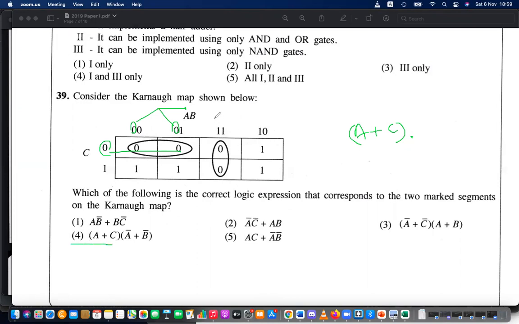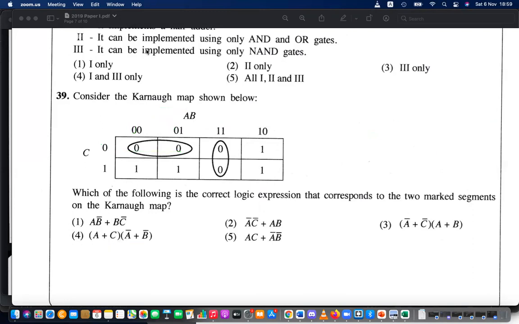You can see for this group, A and B are both constant. C is changing, but A and B are constant. A is 0 here, and B is also 0. So both are constant as zeros, which means we need to take both of them as NOT. You need A not and B not. So the fourth one is the answer for this question.